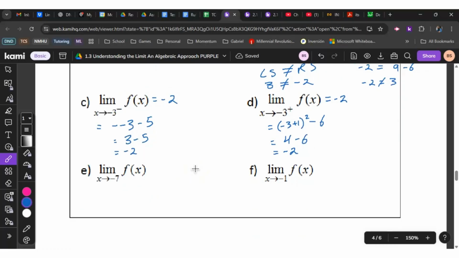Sir, for example, if you give us problems where you don't specify whether it's from the left or right, we have to cover both. Yeah, I will give you some like that. Yeah. All right, now let's look at this.